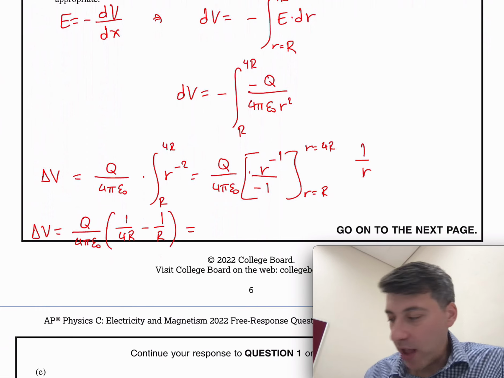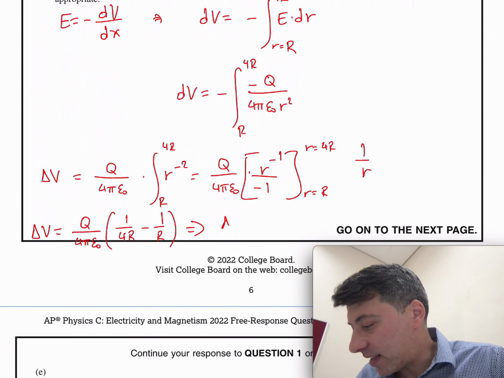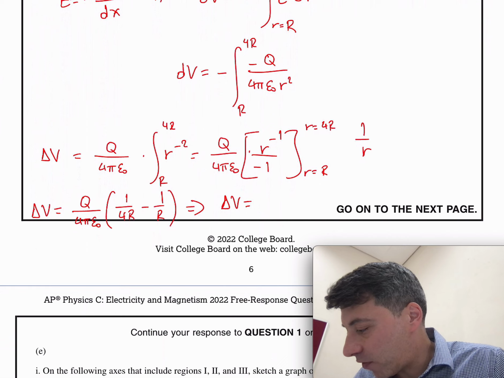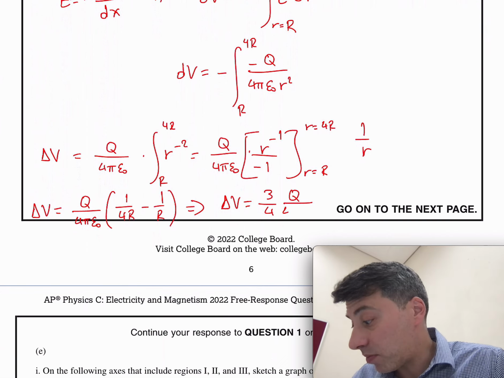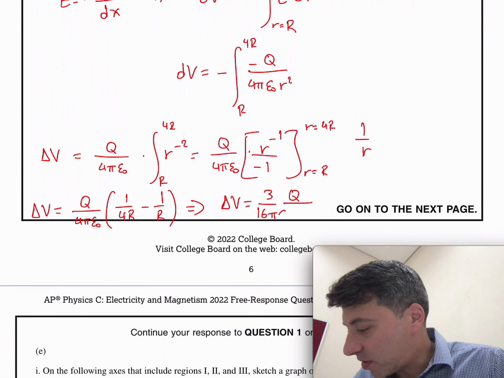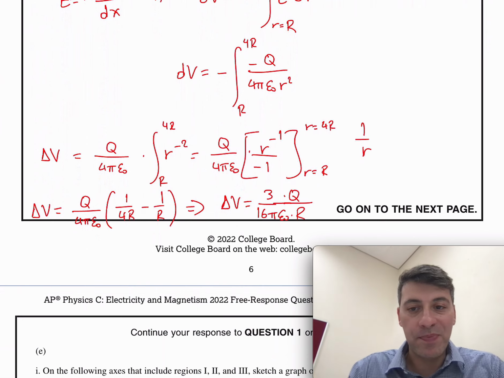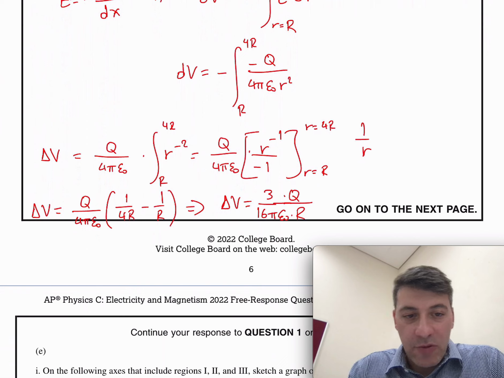However, since we need the absolute value of this, at the end we will say that the delta V for these surfaces is 3 over 4 times q over 4 pi, actually the 4 is already there, actually 4 times 4 brings a 16, so 3q over 16 pi epsilon 0 multiplied by capital R, which is the final value. We can check if we made any errors, but I think we are correct.